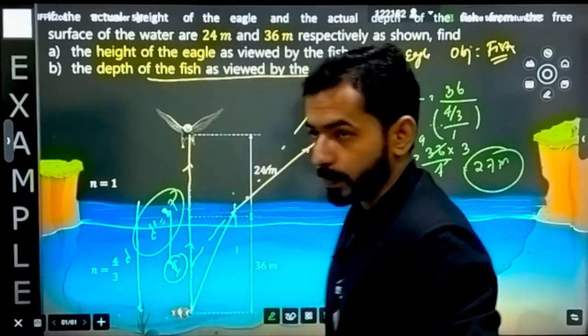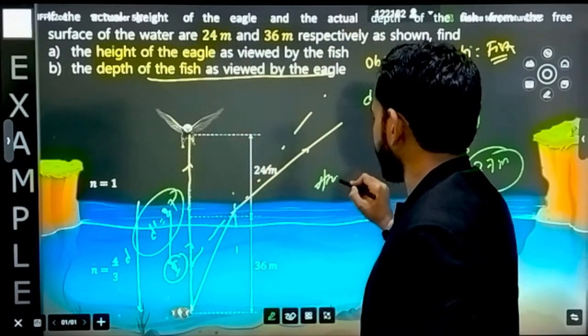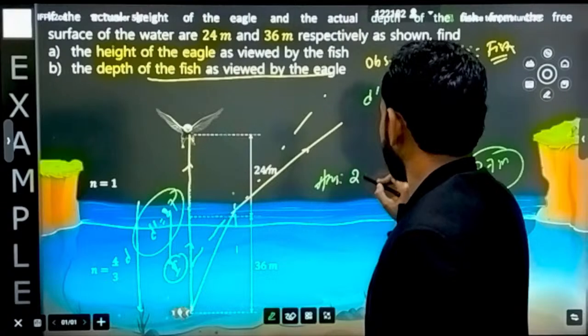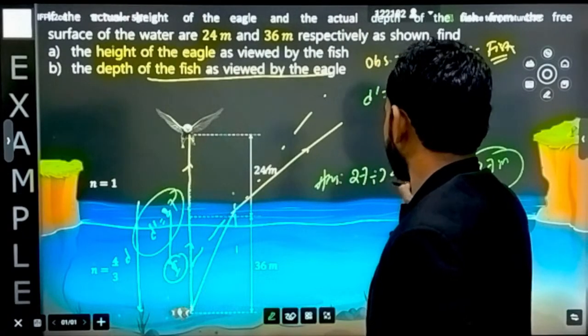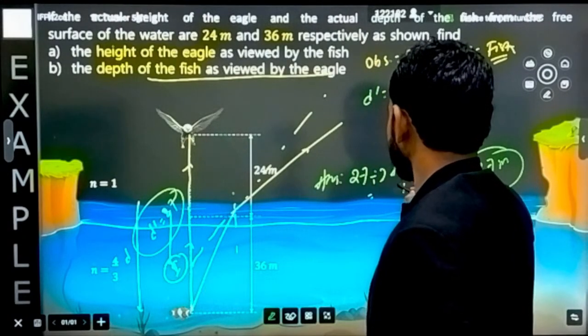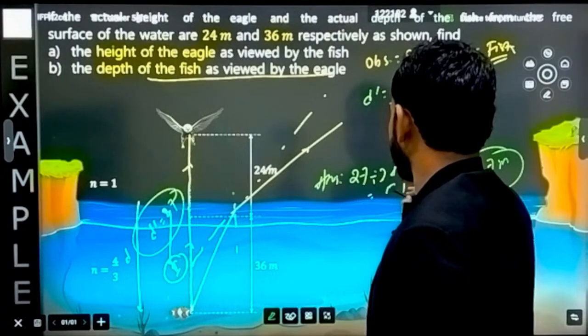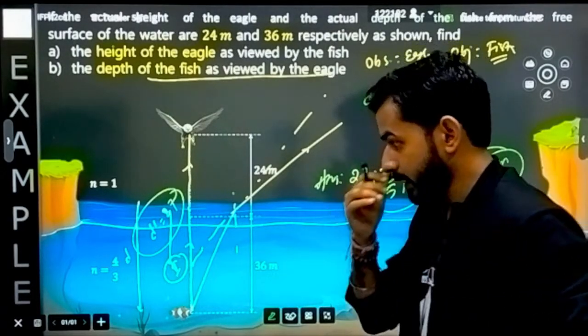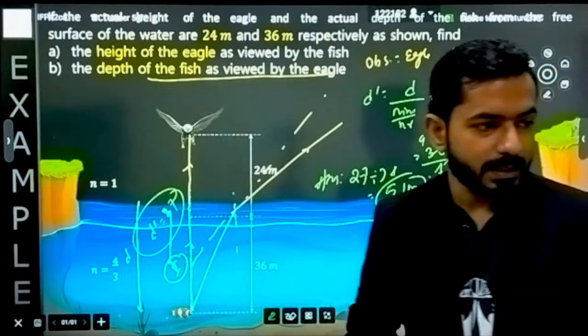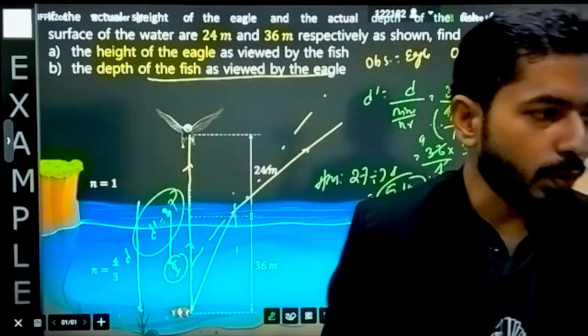But it is not the complete answer. If you have to quote the complete answer, you will be writing 27 plus 24, that is equal to 51 meter. 51 meter is the net answer that you are going to quote.